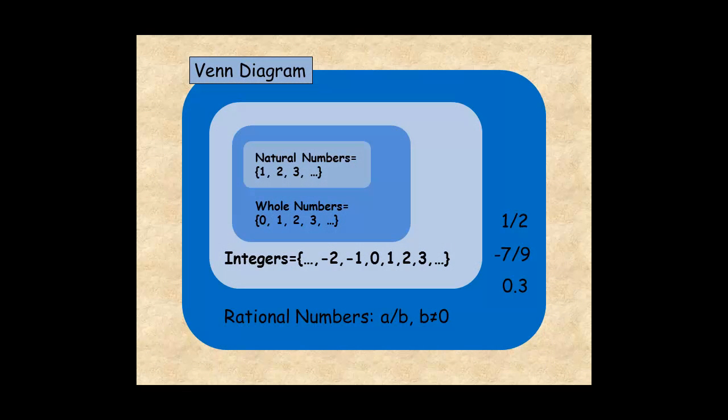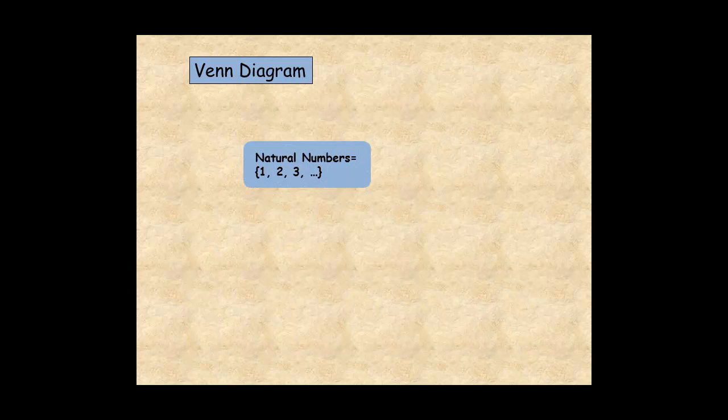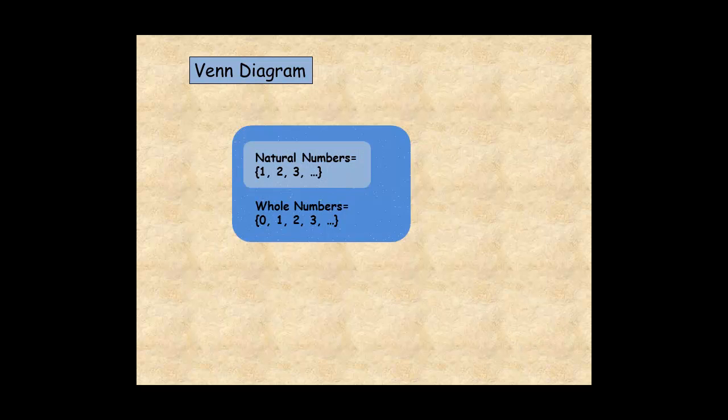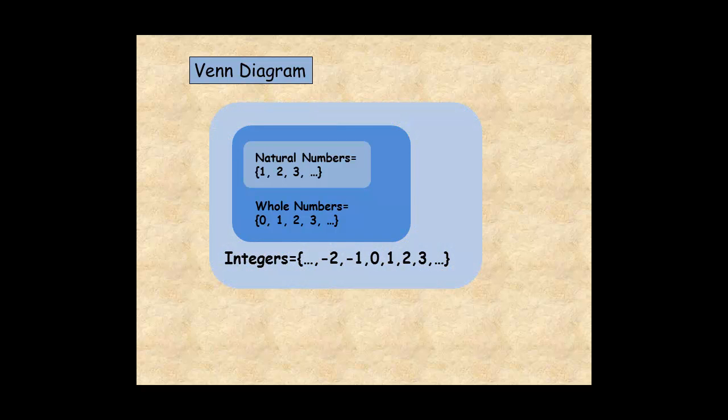Here is a Venn diagram that shows the relationship between these sets of numbers. The natural numbers are a subset of the whole numbers. The whole numbers are a subset of the integers, and the integers are a subset of the rational numbers.